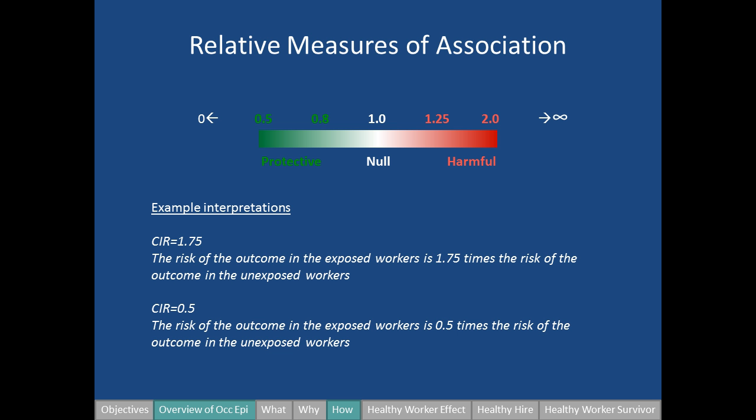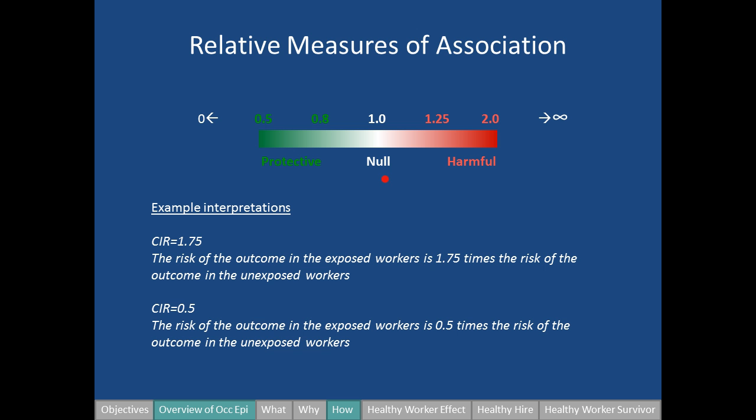So I'm going to take a little moment here to talk about relative measures of association, especially for those who are unfamiliar with it. Relative measures of association are a ratio. It's one number over another number. So here in the cumulative incidence ratio, we had the risk in the exposed divided by the risk in the unexposed. If that risk is the same in both groups, your number is going to be 1, which means there's no association between the exposure and the outcome. You have the same risk in one group compared to the other. So 1 means null, nothing.